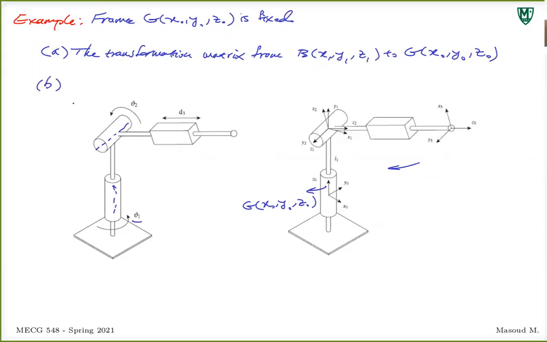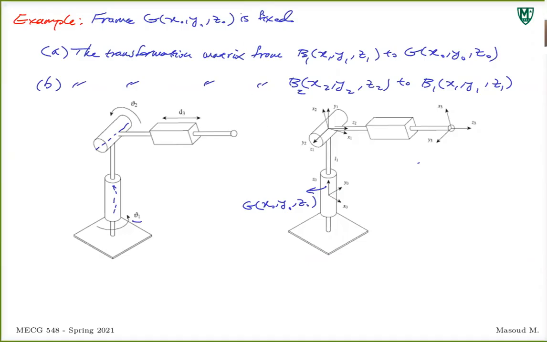Part B, the transformation matrix from x2, y2, z2 to x1, y1, z1. We can call this B1 and B2 if it makes it better. Let's see if we can do these two, then I'll go over the third one.